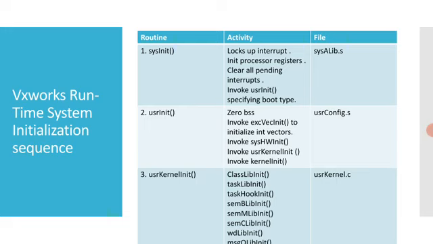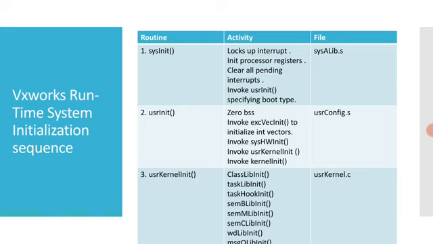So say for example, let's take this usrInit: zero the bss, that is uninitialized data, invoke excVecInit to initialize interrupt vectors, invoke sysHwInit, that is hardware system initialization, invoke usrKernelInit, invoke kernelInit. These are all the activities done by usrInit, which is defined in the file usrConfig.c.